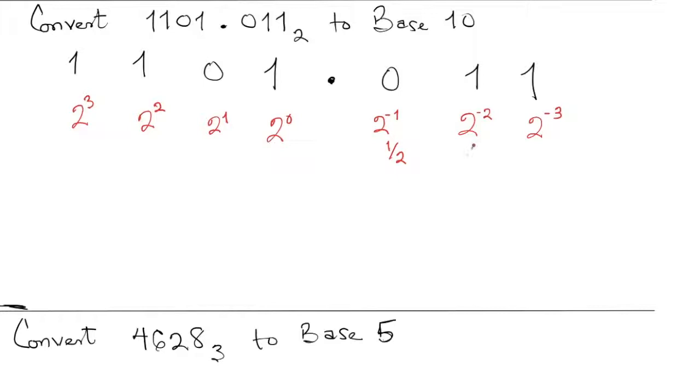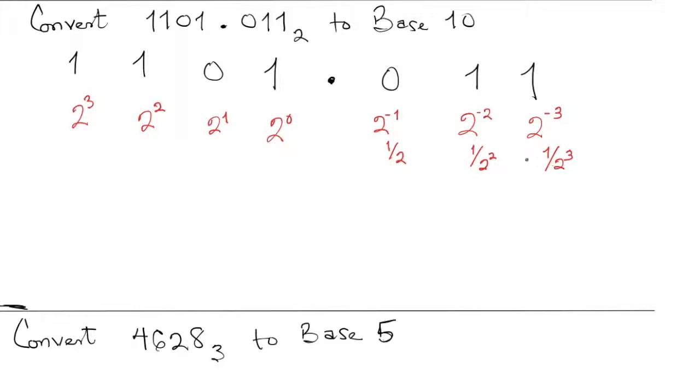This is 1 over 2 raised to the power 2. And this is 1 over 2 raised to the power 3. If you're familiar with the laws of indices, you know that when you raise a number to a negative power, it's simply saying 1 over that number raised to the power, whatever the power is, excluding the negative sign. And that's what we have here: 1 over 2 raised to the power 3.